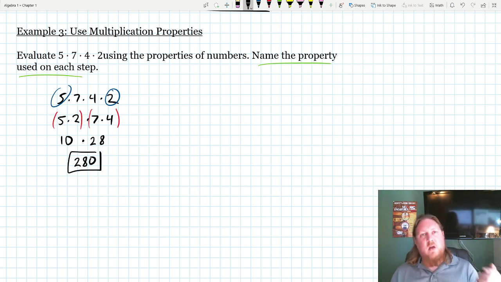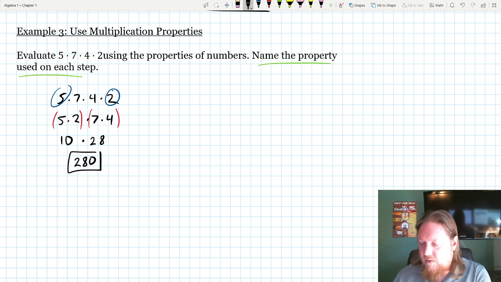Now I've got my problem. You can see the power of the commutative property. 5 times 7 is 35. Times 4 is something. Then I'd have to double it again. Not the most convenient thing to do in my head, but the commutative property makes that possible.